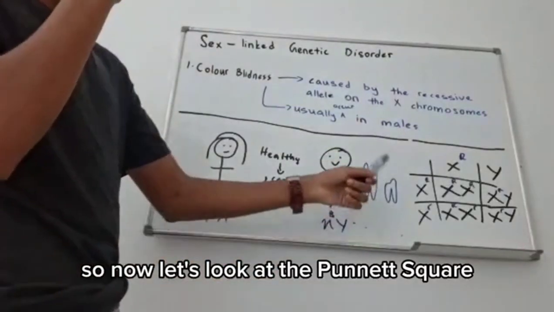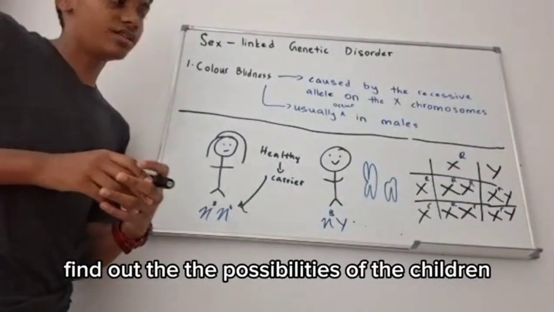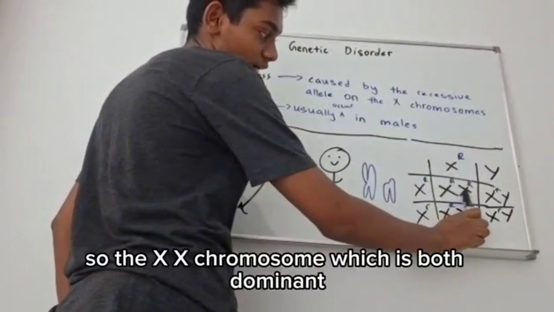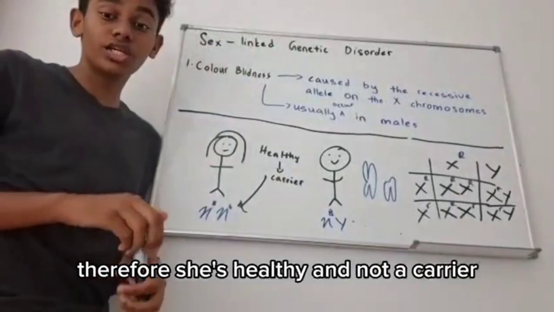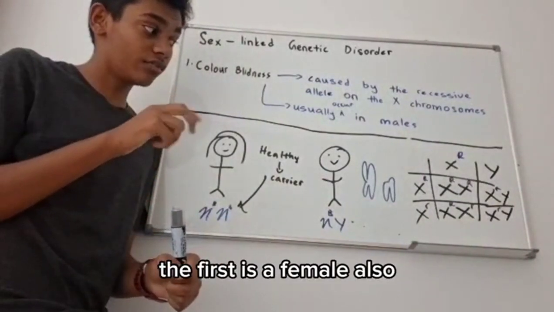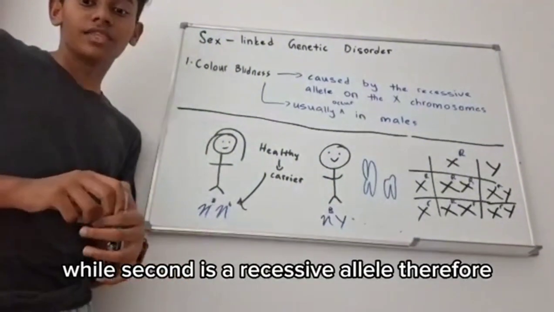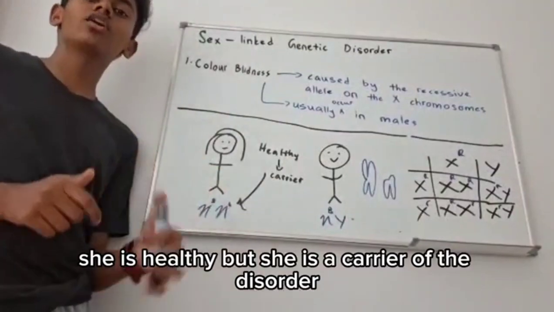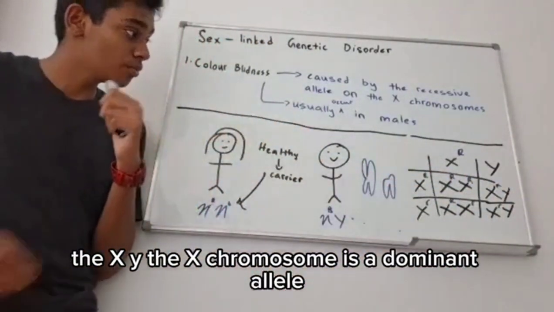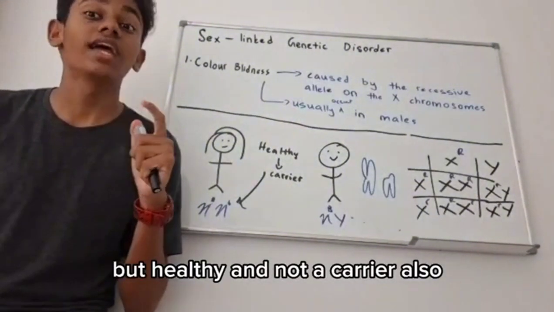So now let's look at the Punnett square. So we can find out the possibilities of the children, the ratio of what's going to happen to them. The first is the female, so the XX chromosome, which is both dominant, therefore she is healthy and not a carrier. And if you look at the second one, the first is a female also. The first chromosome has the dominant allele, while the second is the recessive allele. Therefore, she is healthy, but she is a carrier of the disorder. And then if you look at this chromosome, the XY, the X chromosome is a dominant allele. Therefore, he is healthy and not a carrier also.